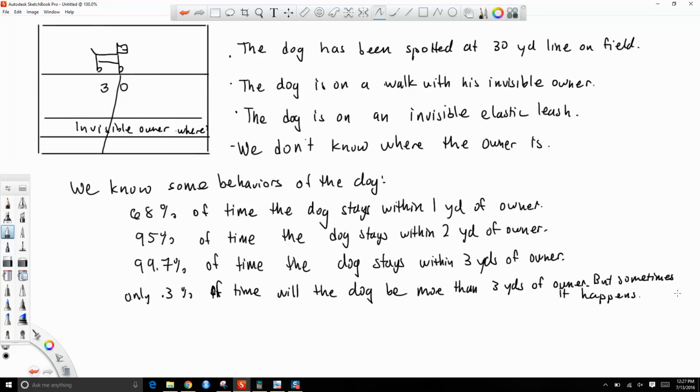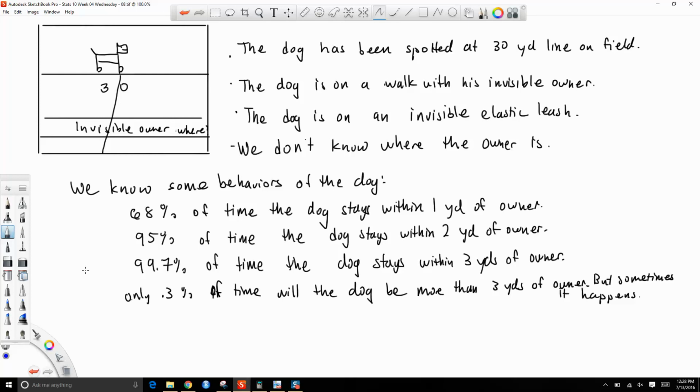Okay, so if I say we see the dog at the 30-yard line, can we say anything about the location of the owner? That the owner's right next to the dog? What can we say about the location of the owner? Could the owner technically be anywhere on the field? Yeah. Technically, yes, because it is an elastic leash, right? So the owner could technically be at like the 25-yard line. But that would be surprising if we find out that the owner was at the 25-yard line.